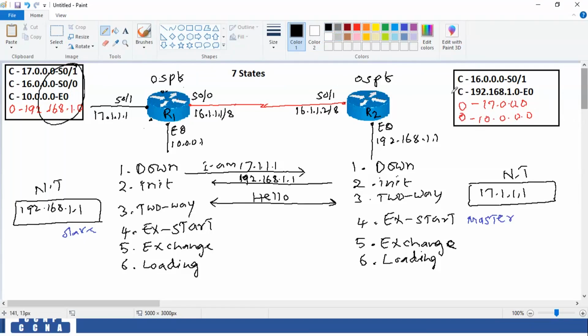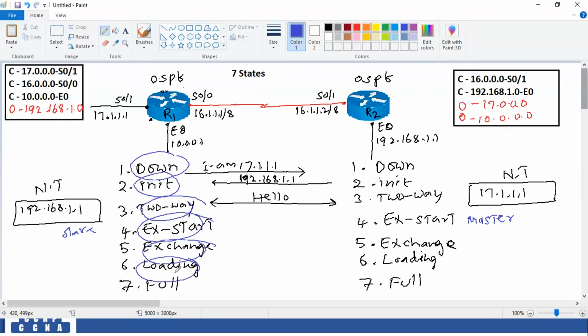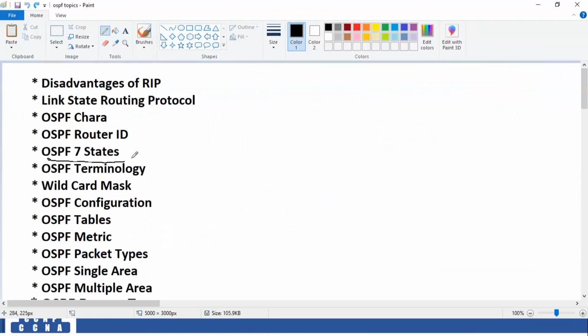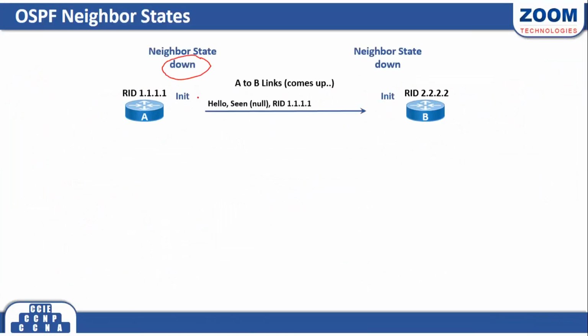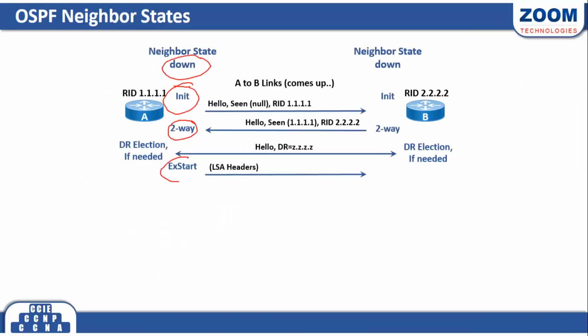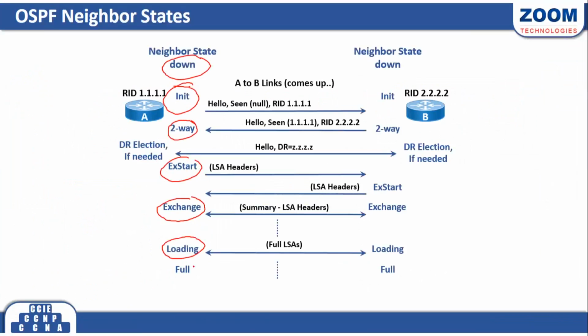Now compared to R1 and R2, both have the same database. Once similar database, then we can call it full. Neighbor is established fully, called full state. So this is how exactly between two routers, neighbors are formed. Down state, initial, two-way, xstart, exchange, loading, and full state. It's clear? So OSPF 7 states: down, initial state, two-way, xstart, exchange, loading, and full state. Okay.